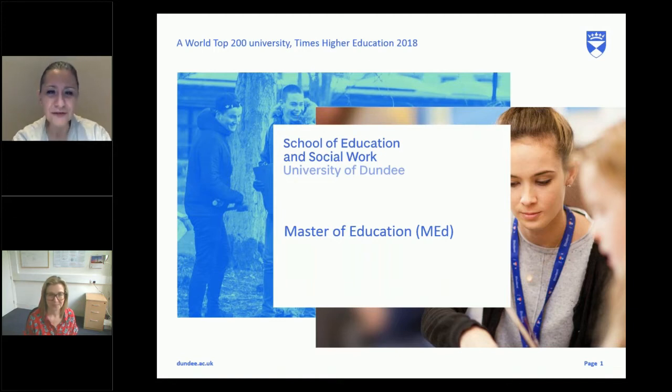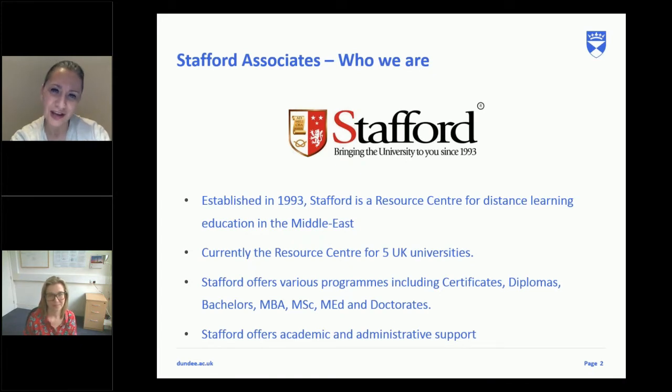Who is Stafford Global? Well, Stafford Global was established in 1993, and we are a resource center for distance learning education in the Middle East. Now, we are currently the resource center for 5 UK universities, one of which is the University of Dundee. And Stafford offers a variety of programs, starting from certificates to diplomas, bachelors, MBAs, right through until MSc and doctorates. Now, the mere fact that you are with us this evening means that you have been in touch with one of our experienced academic consultants. And thus, our function here at Stafford is to assist you throughout your application process, and we do offer some administrative support as well as academic support. I'm now going to hand you over to Marie, and I shall join you towards the end of the presentation.